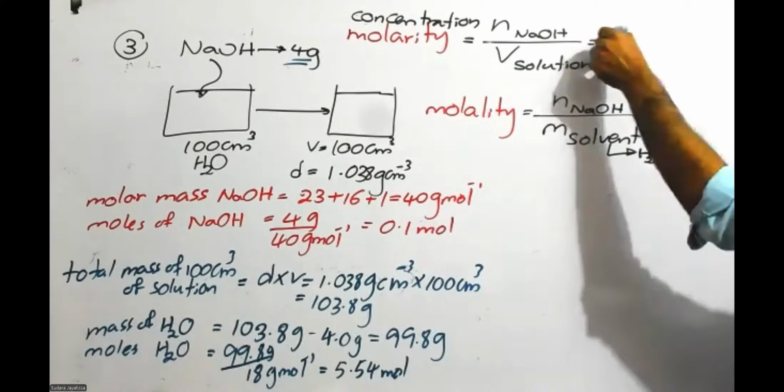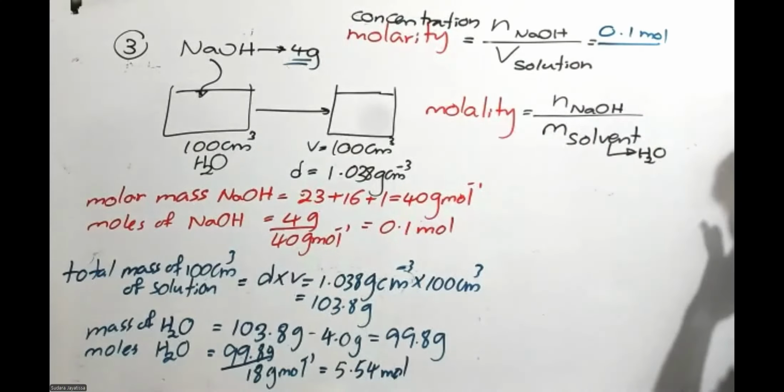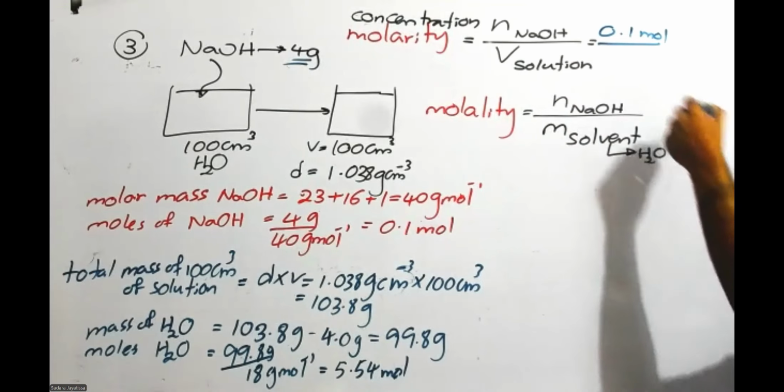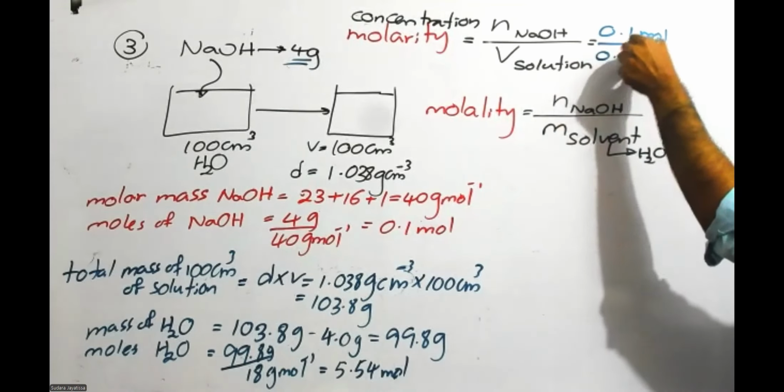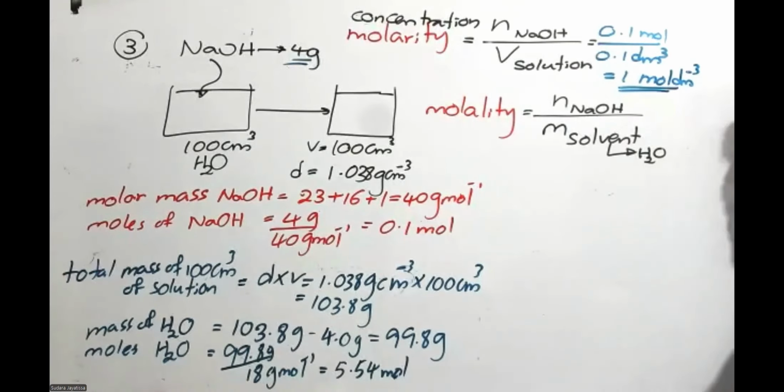So we have 0.1 moles of sodium hydroxide in 100 cubic centimeters. 100 cubic centimeters is 0.1 decimeter cube. So the concentration is 1 mole per decimeter cube. I hope you all got that value.